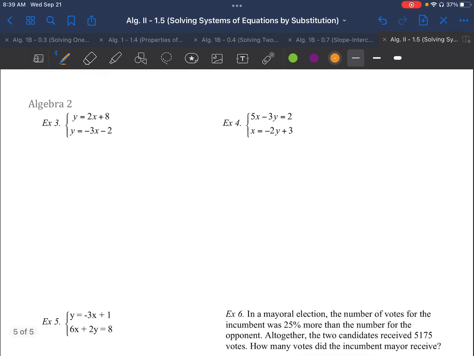All right, we're going to have 4 more examples here for the notes today. Example 3, y equals 2x plus 8 and y equals -3x minus 2. So maybe a good thing for you to do would be to start off this problem by yourself and see how far you can get, pausing the video.